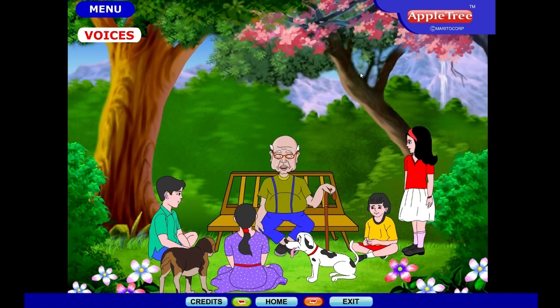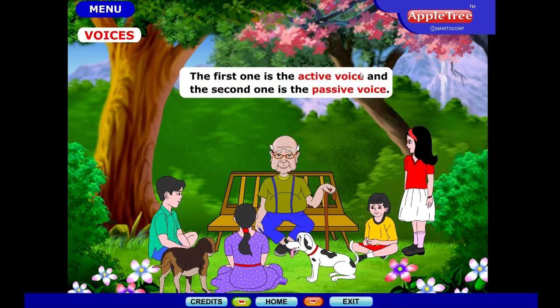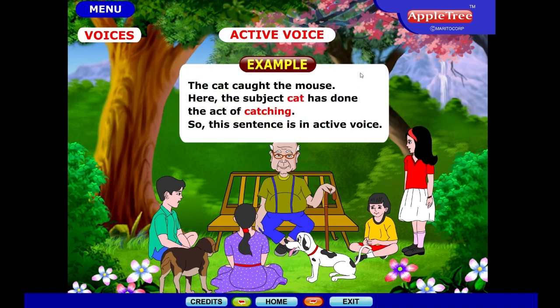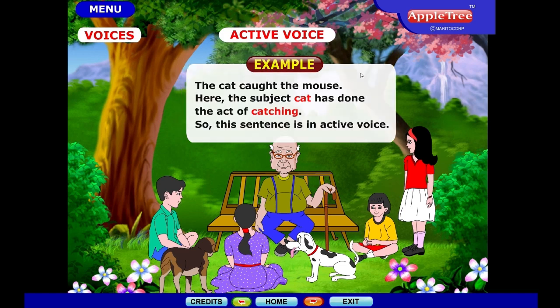Children, do you know about voice? Yes, Grandpa. There are 2 kinds of voices. The first one is the active voice and the second one is the passive voice. When the subject is the doer of the action, the sentence is said to be in active voice. Example: The cat caught the mouse. Here the subject cat has done the act of catching. So, this sentence is in active voice.